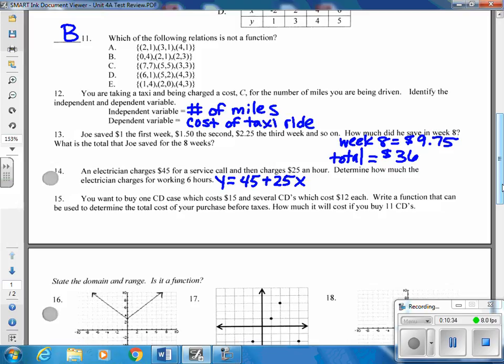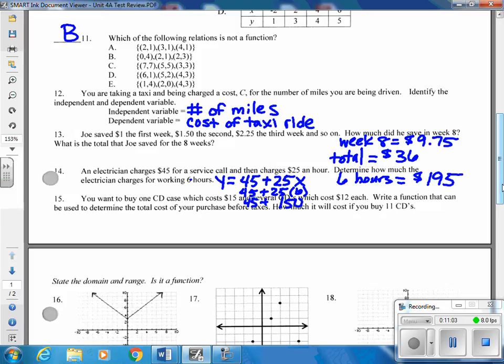So because we are trying to figure out how much it costs for 6 hours of work, my 6 is my time, that's my x. So you're going to take 45 plus 25 times 6 to get the answer. Well, 25 times 6 is $150 plus that $45 just for coming out to the house, right? So for 6 hours of work for that electrician, he's going to get paid $195. Hopefully he fixes what he needed to come for.